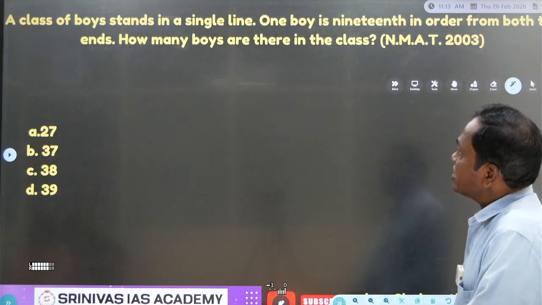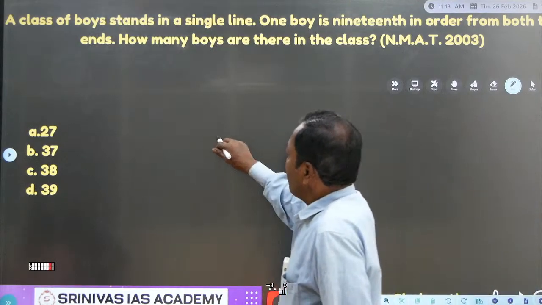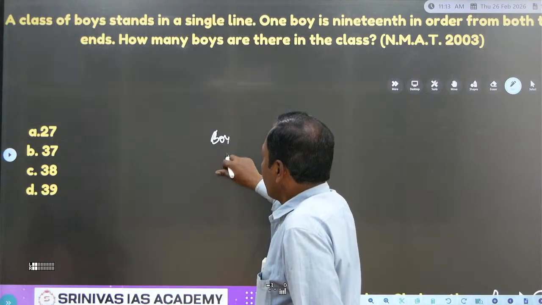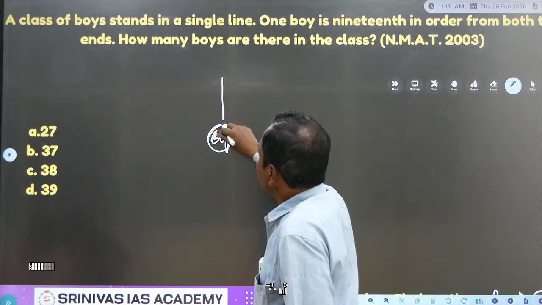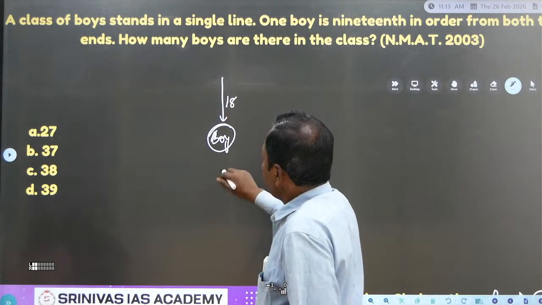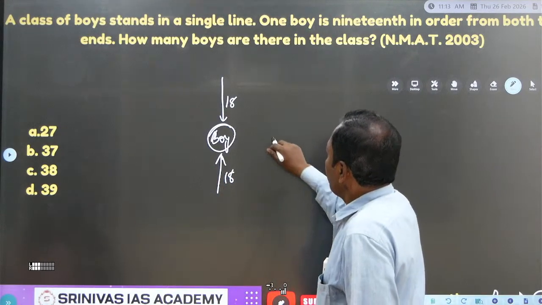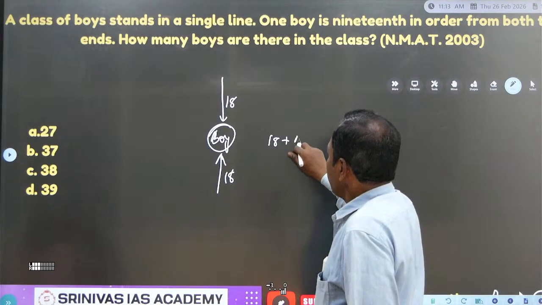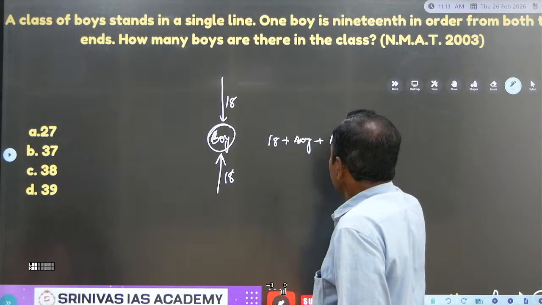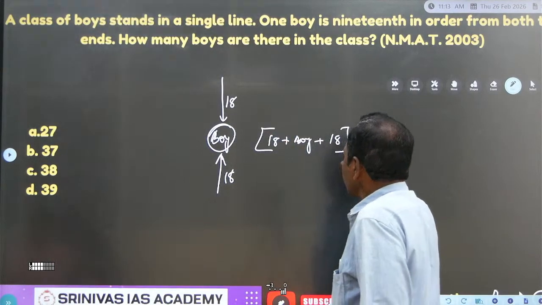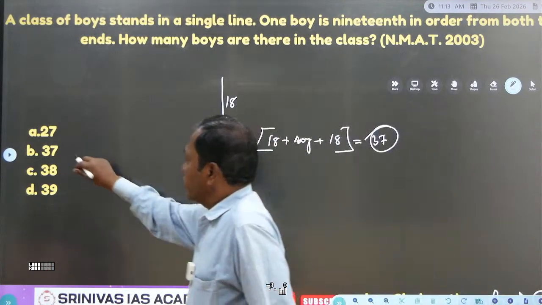A class of boys stands in a single line. One boy is 19th in order from both the ends. How many boys are there in the row? 18 plus the boy plus 18, 36 plus 1, that is 37.